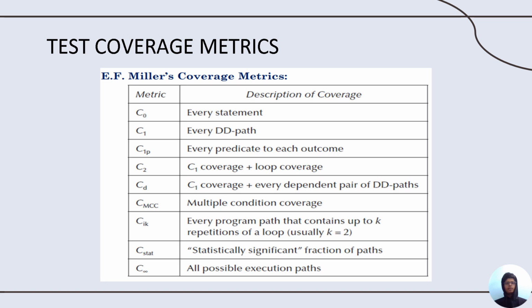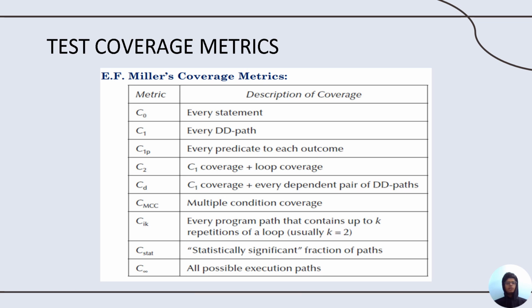So in test coverage matrix, we'll be going through the EF measures coverage matrix, which is one of the most famous test coverage matrix. Here in this table, we can see that C0 is represented. So there's a metric here: C0, C1, C1P, CZ, CD, CMCC. All of these are the metrics which will be taken, and each and every metric has its own description. So C0 means every statement. The statement should be considered as C0.